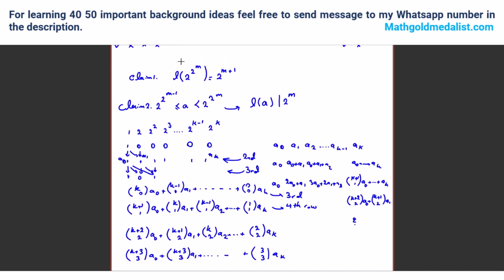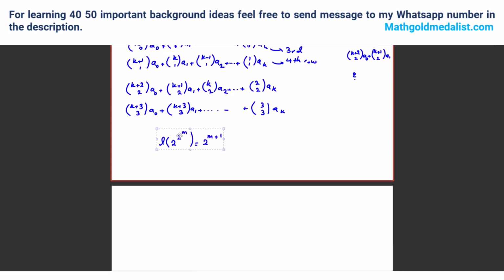So because we want to prove this, we should prove what we know. Suppose we use induction. We want to prove this, we know L of 2 to the m minus 1 is what? It is 2 to the m, yeah, 2 to the m.